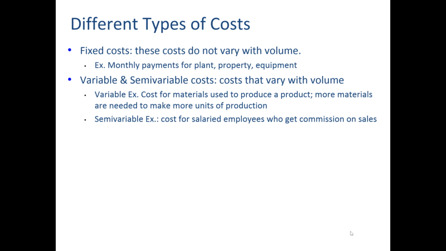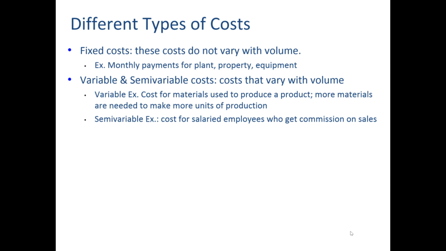Variable and semi-variable costs are costs that do vary with volume. As an example, the cost of materials. Well, that will vary depending on how many products you make. If you make a lot of products, you need a lot of materials, and your cost will be higher than if you produced fewer products.